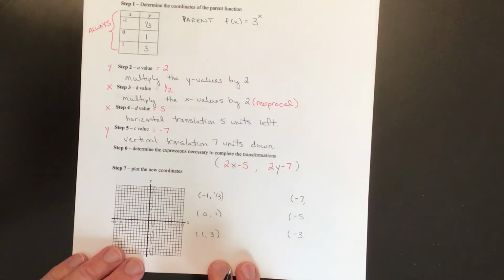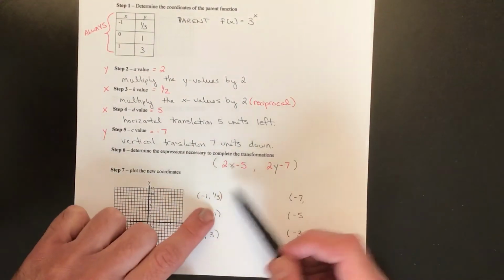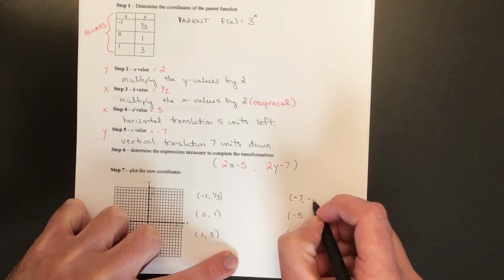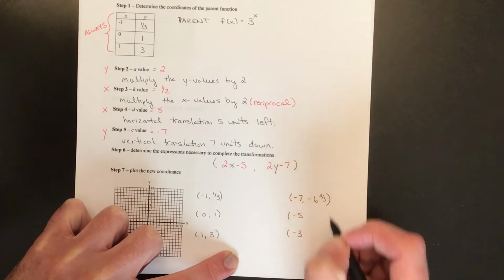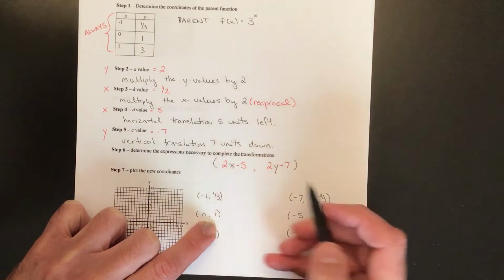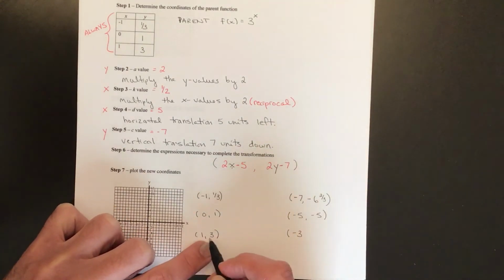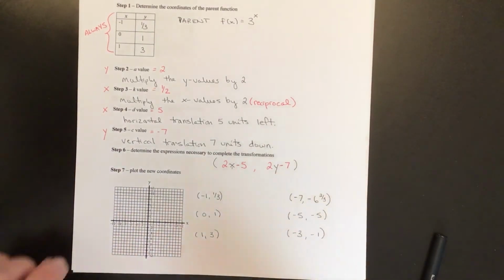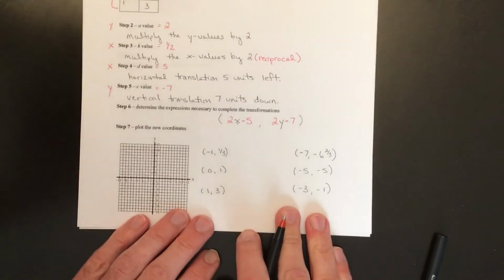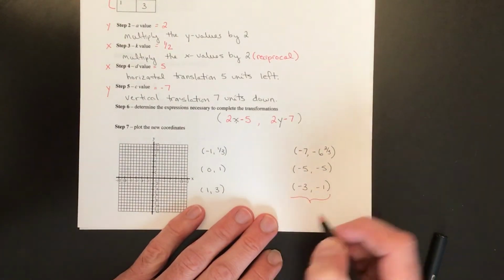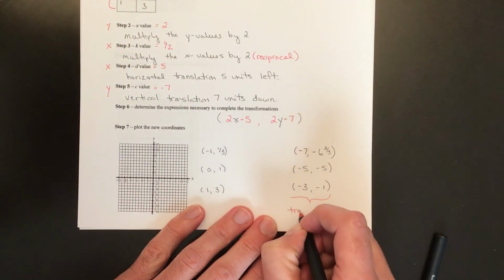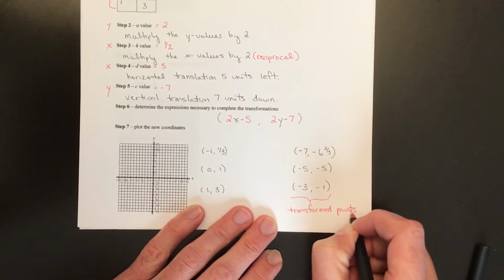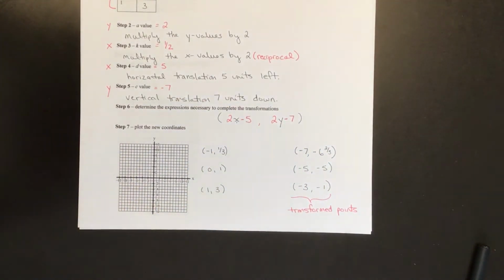Same thing with the y values. 1/3 I subbed in for y. So 2/3 minus 7 gives us negative 6 and 2/3. 2 times 1 is 2, minus 7 is negative 5. 2 times 3 is 6, minus 7 is negative 1. Now this gives us our transformed points. And these are what we're going to plot on our grid.